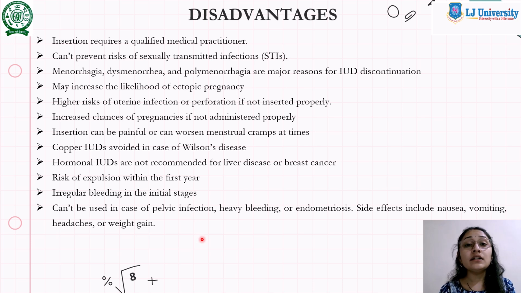And in some cases, which is very rare, after discontinuation of use there are chances of endometriosis, heavy bleeding, or pelvic infection. Okay, so these are the main demerits, or disadvantages, of using intrauterine devices.